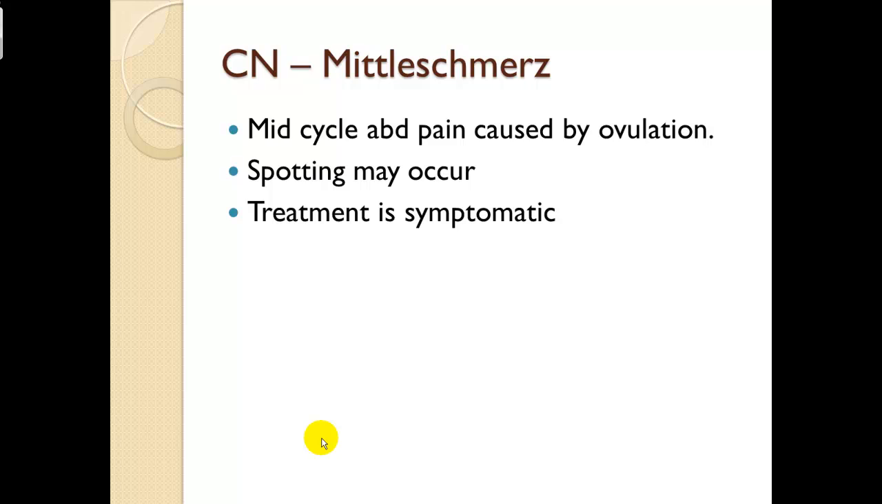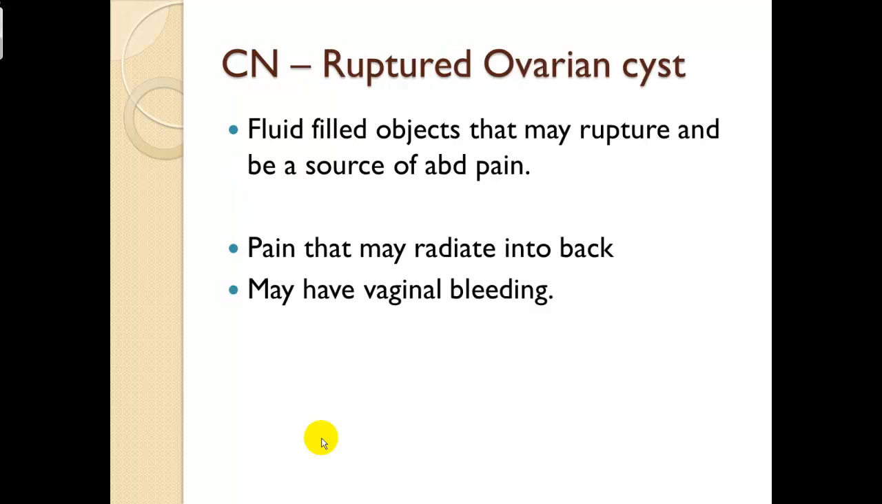Clinical note: Mittelschmerz is mid-cycle abdominal pain caused by ovulation. Spotting may occur, and the treatment is symptomatic. We generally treat just for the abdominal pain. Clinical note also: a ruptured ovarian cyst, fluid-filled objects that may rupture and be a source of abdominal pain. Pain may radiate into the back, and there may be vaginal bleeding with these, depending on where the cysts are.